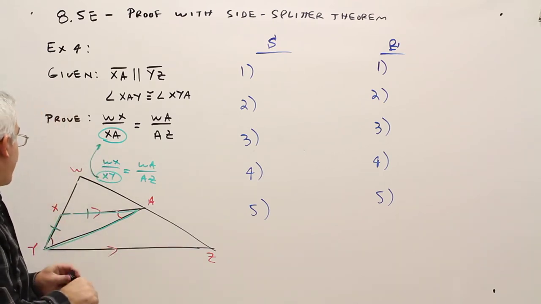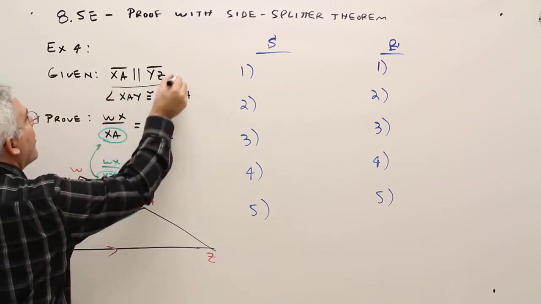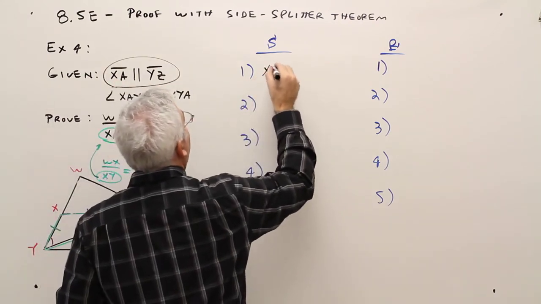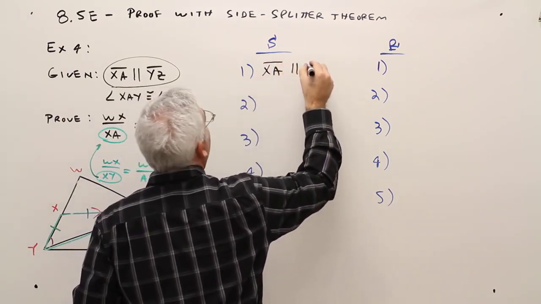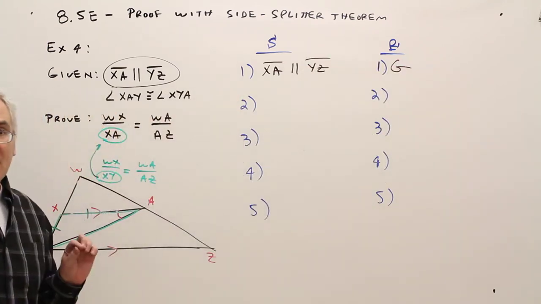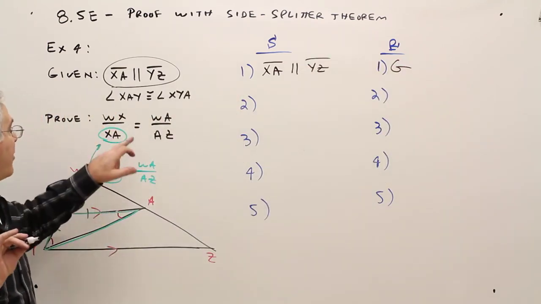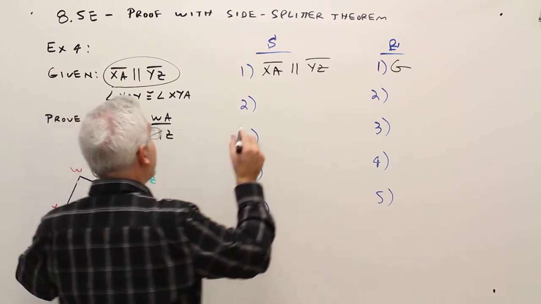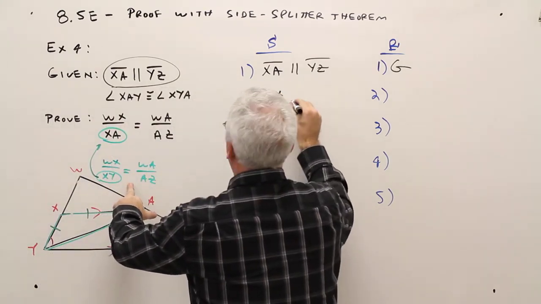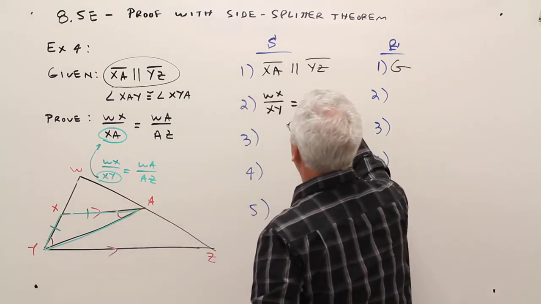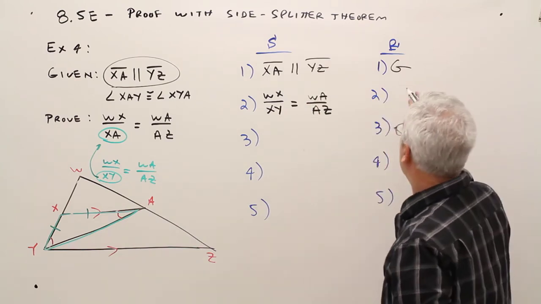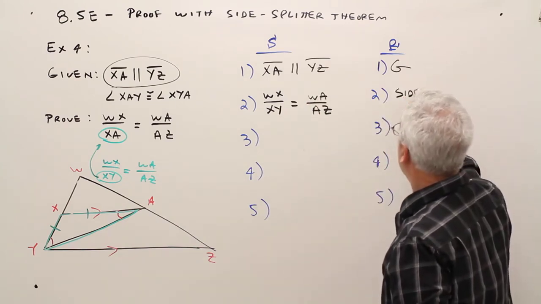All right, so I'm going to start with the side splitter theorem. So I'm going to start with the parallels before I can use it. So XA is parallel to YZ. That was given. Based on that, I'm going to do my side splitter theorem, which I wrote down as follows. WX over XY equals WA over AZ, reminds me of Arizona, side splitter theorem.